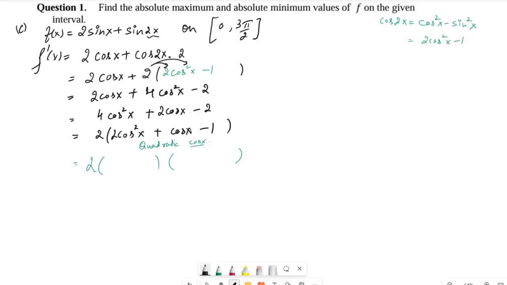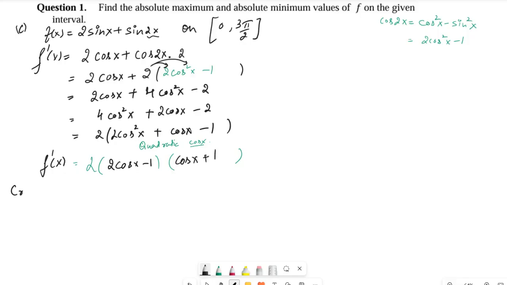So let's see, we need to factor it into 2 linear factors. The linear factors are in terms of cosine. So 2 cosine x minus 1 and cosine x plus 1. So these are the factors. This is your first derivative.